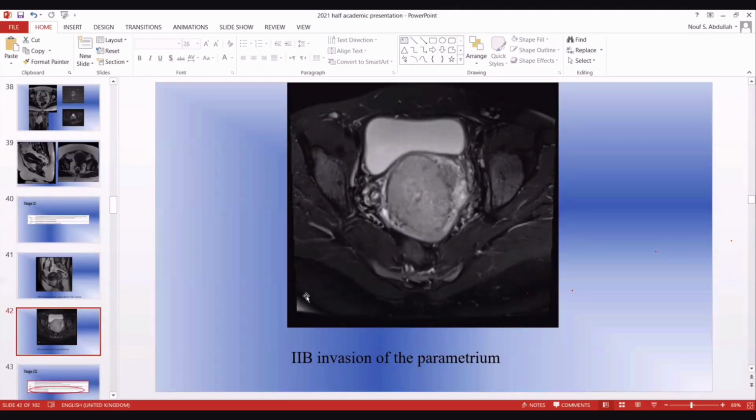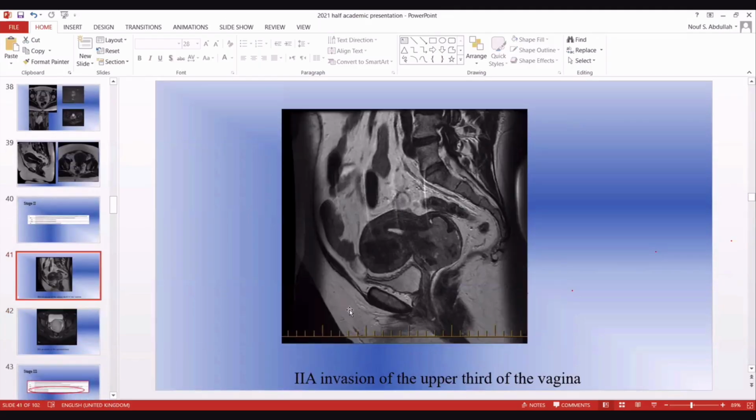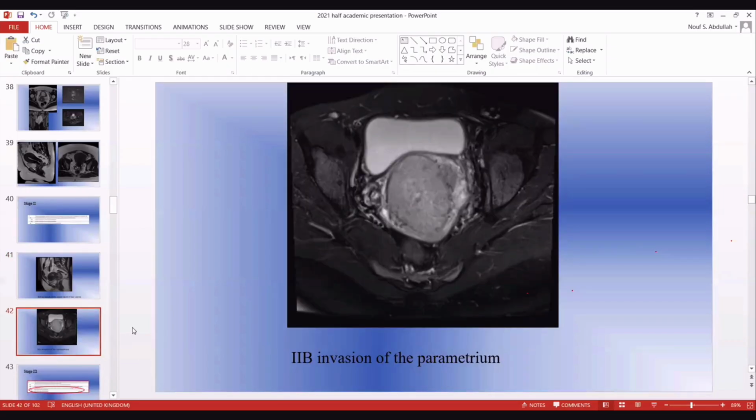This is just another case. However, this one showed possible involvement of the vagina. However, you don't see extension into the surrounding fat. This is another case where you have invasion into the parametrium. Why did I call parametrium invasion?